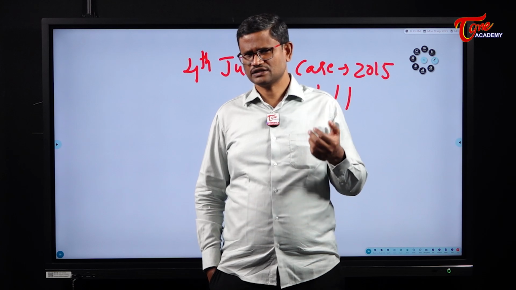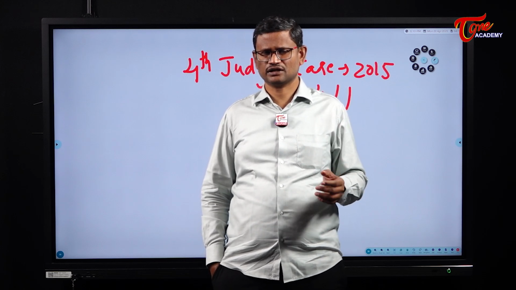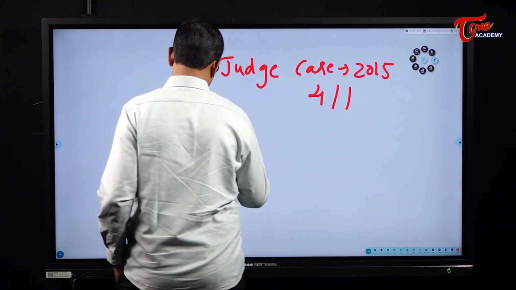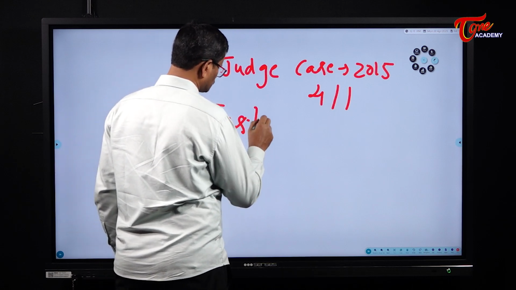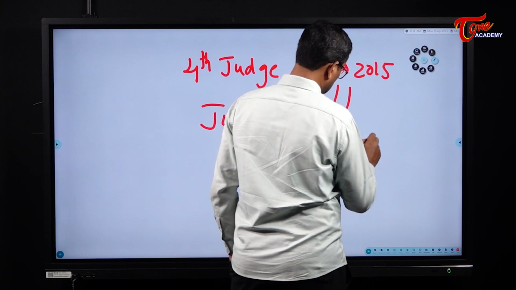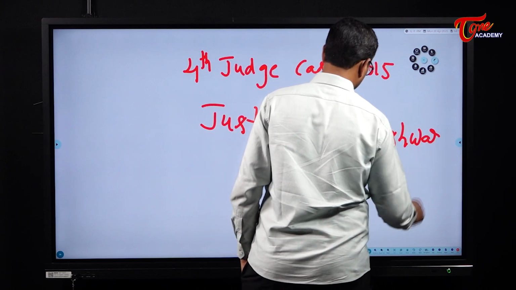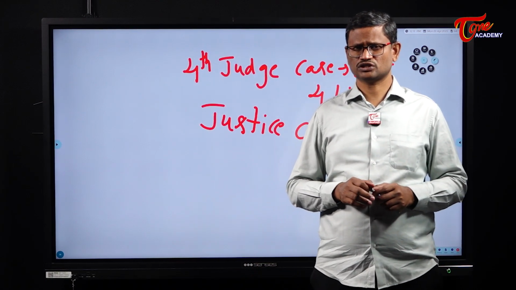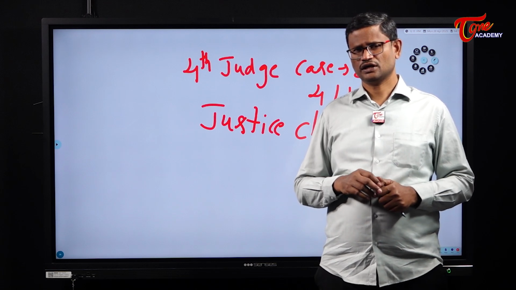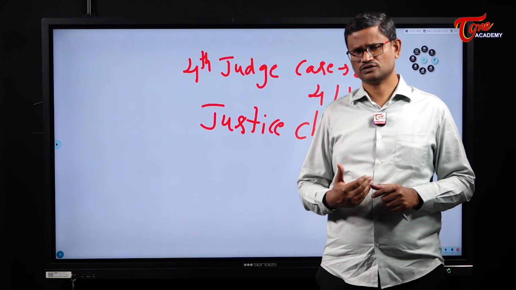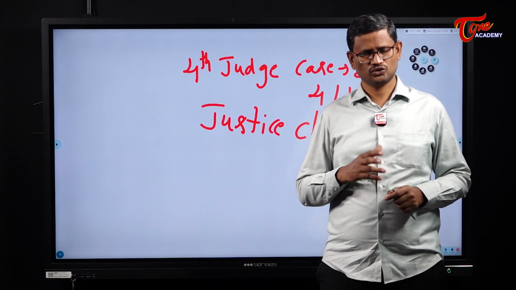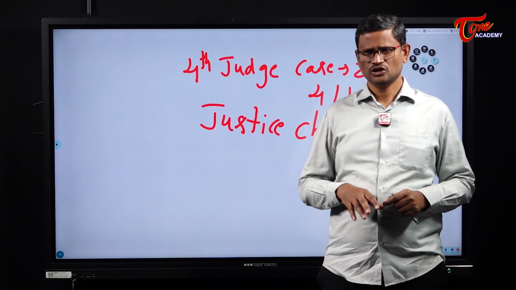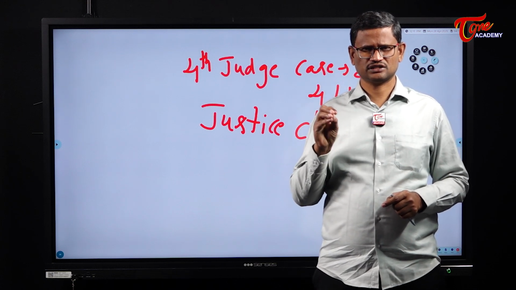So because of the striking down of the 99th Amendment and the NJAC Act, the system of collegium got revived. But here we should remember that one of the judges, Justice Chelameswar, gave a dissenting judgment. In other words, Justice Chelameswar said the 99th Amendment is constitutionally valid, and in addition, he also said that the NJAC Act 2014 is also constitutionally valid. But you know that a minority judgment will not prevail, it is only the majority judgment which will prevail. So that's the controversy with respect to appointing the judges of the Supreme Court and High Court.